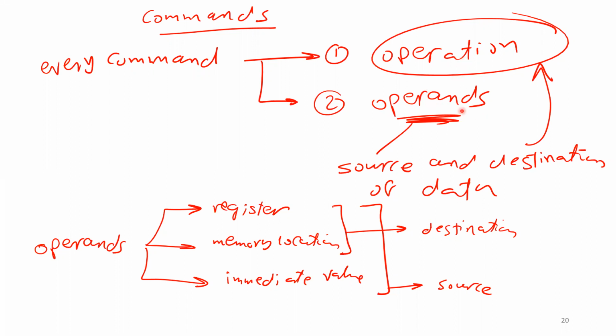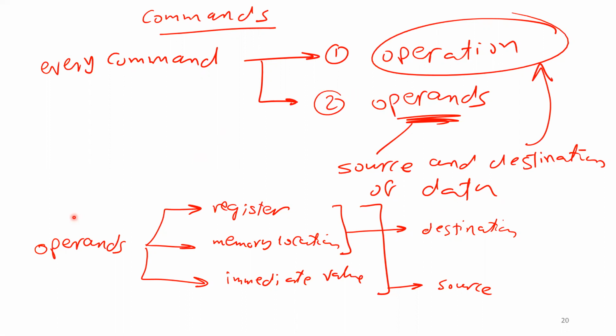You have to tell me also where the data is, because if you want to do addition, this addition needs data. For example, I need to get two numbers, add these two numbers together, and store the result somewhere. That's what we call operands. In the operands, you have to tell me where the source and destination of the data are: where I have to get the numbers to do this operation, and where I have to store the result.